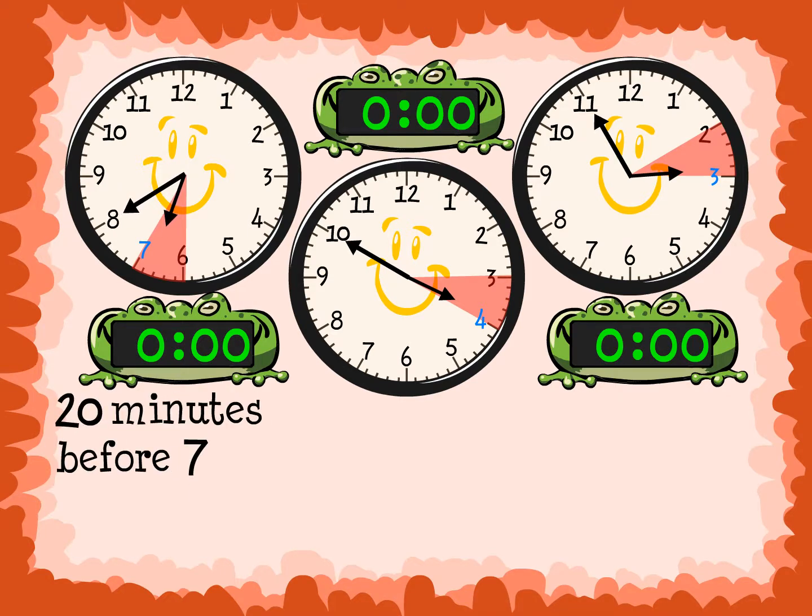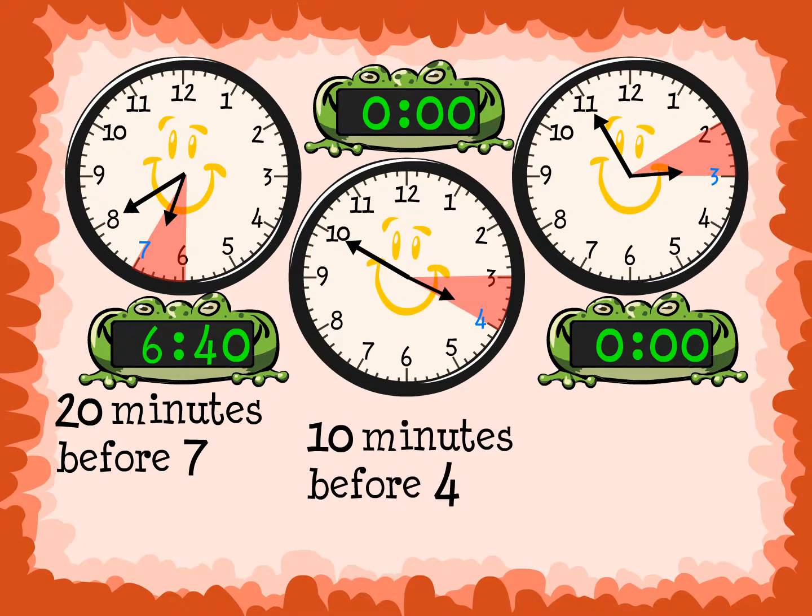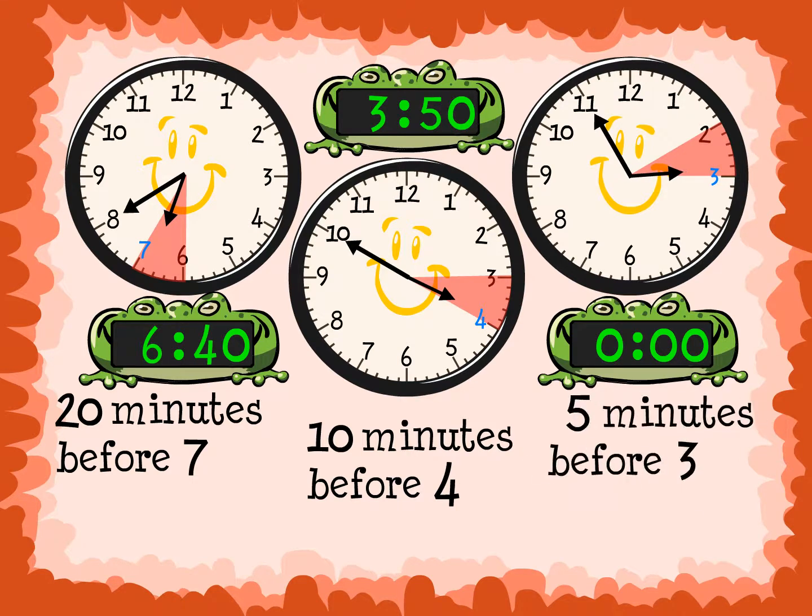This clock reads 20 minutes before 7, or 6:40. This clock reads 10 minutes before 4, or 3:50. And this clock reads 5 minutes before 3, or 2:55.